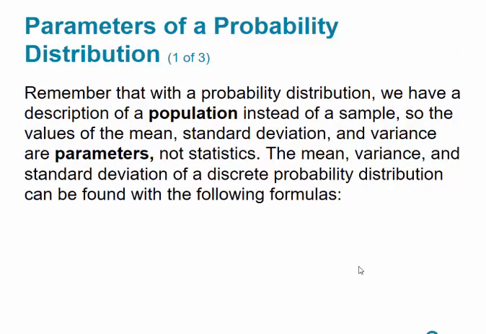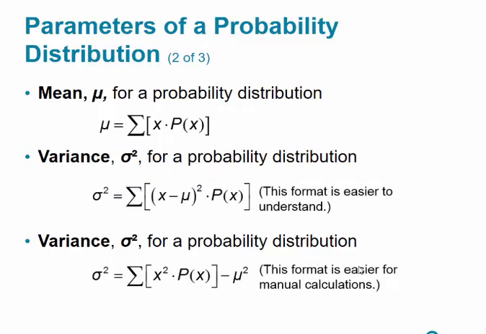Remember that with a probability distribution, we have the description of a population instead of a sample. So the values of the mean, standard deviation, and variance are parameters and not statistics. To review quickly, statistics derive from samples and parameters from the population. The mean, variance, and standard deviation of a discrete probability distribution can be found using the following formulas.